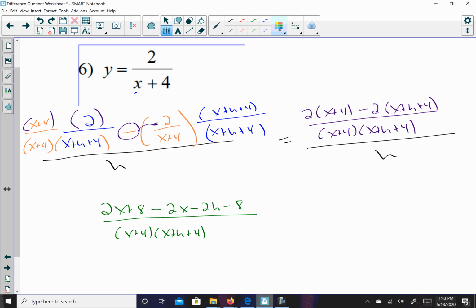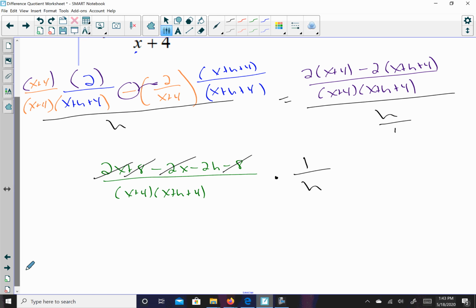And then this h, I'm going to think of h as h over 1. And at this point, I'm going to decide to multiply by the reciprocal, so 1 over h. Here, the negative 2x and positive 2x will equal 0. The 8 and the negative 8 will equal 0. So you're still going to have your original denominator. Everything that's left has an h in it, so I'm going to have negative 2h over x plus 4 times x plus h plus 4.